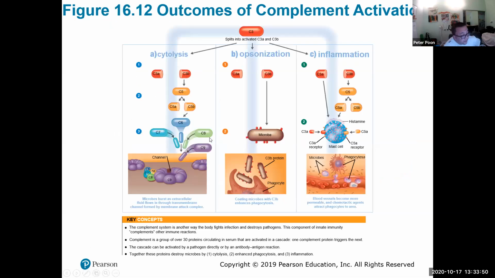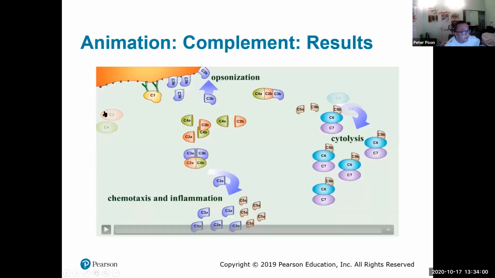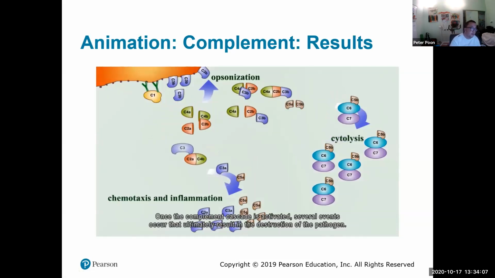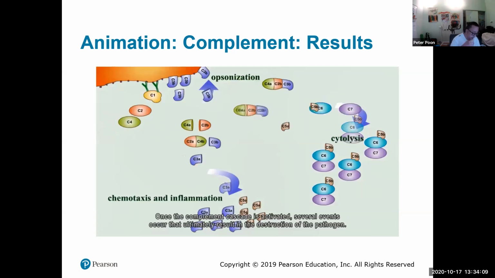So these 3 ways are the way complements work. I'm much more concerned with that than I am the 3 different pathways. Once the complement cascade is activated, several events occur that ultimately result in the destruction of the pathogen.